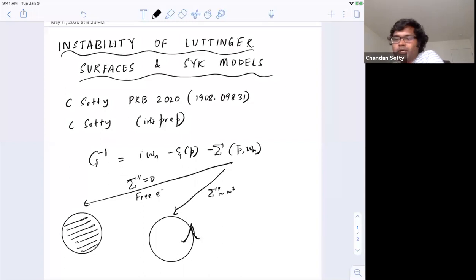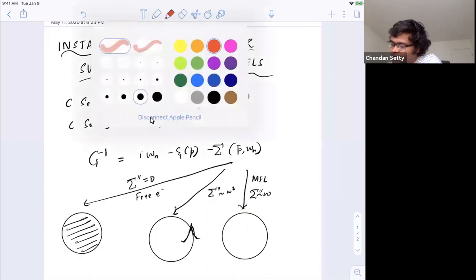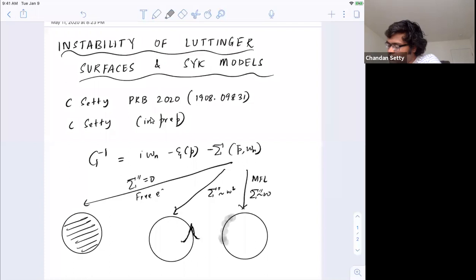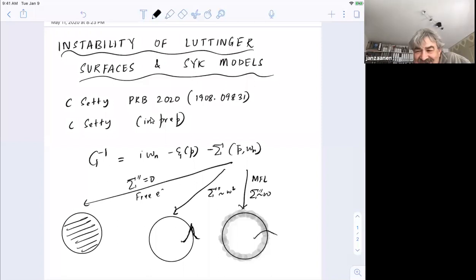And then you can continue to crank up the interactions. You have an intermediate state, which is typically called the marginal Fermi liquid, where the imaginary part of the self energy is linear in omega. And in such a case, well, you'll see that the Fermi surface starts to smear out quite a bit. Okay, and if you, for example, do an experiment like ARPES, you will see that the coherence peaks are very broad. Can I just object for a second?